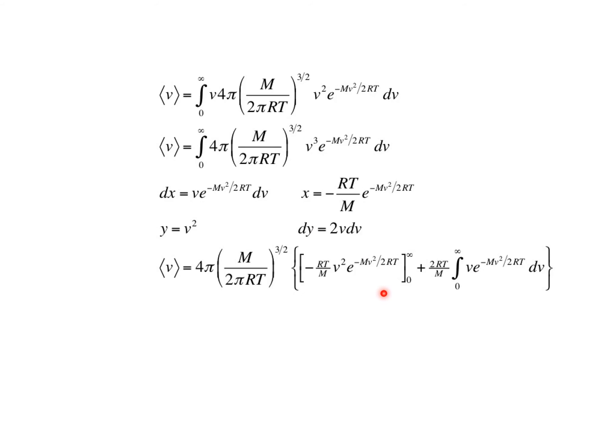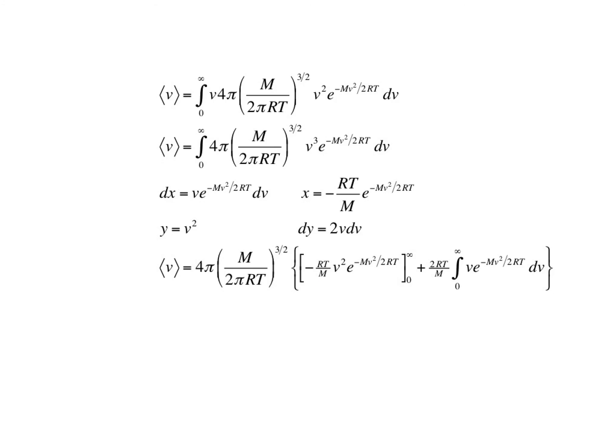Now let's evaluate this first part from 0 to infinity. So I'm going to plug infinity in for my velocity. And I'll notice that infinity squared is still infinity, but e to the minus infinity goes to 0. So the question is, what's infinity times 0? Well, this goes to infinity as the square, whereas this goes to 0 exponentially. So this goes to 0 much faster than this goes to infinity, and so this guy wins out, and that's equal to 0. So when I plug infinity in, I get 0.